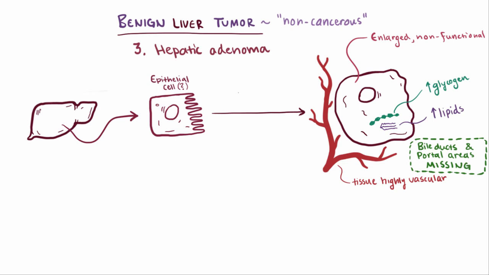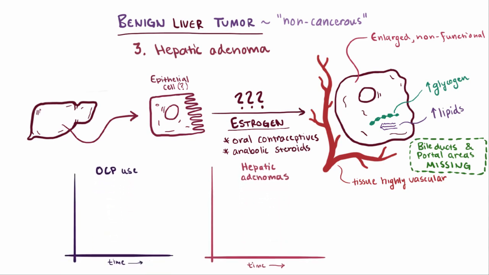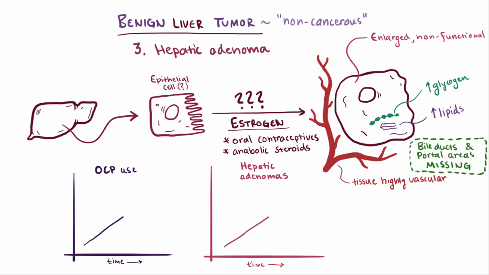Again, just like focal nodular hyperplasias, we don't really know why they form, but one important distinction is that these are highly associated with the use of estrogen-based drugs, especially oral contraceptives, but also other anabolic steroids. Before the introduction of birth control, or oral contraceptives, OCPs for short, hepatic adenomas were rarely reported and have increased along with increasing OCP use over time, and are associated more with higher dosed regimens. And the introduction of lower dose OCPs has resulted in a reduction in cases.